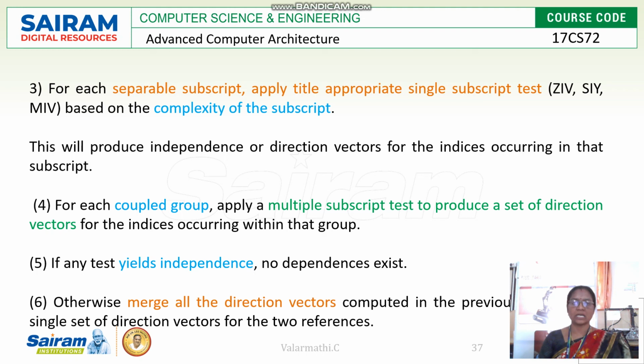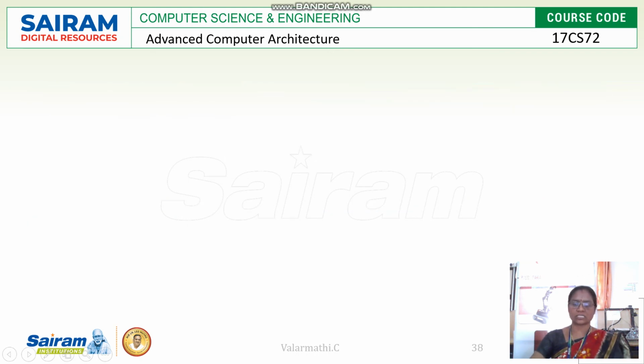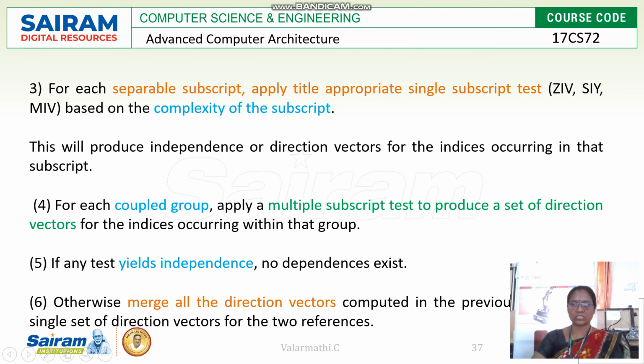The fourth step is to find the set of distance vectors, and after the distance vectors have been found, in the fifth step we test whether the dependencies exist or not. If they do not exist, we leave it; otherwise we merge all the distance vectors computed in the previous steps. So these are all the procedures to be followed in the categorized dependence test. I hope you understand the concept of this one.